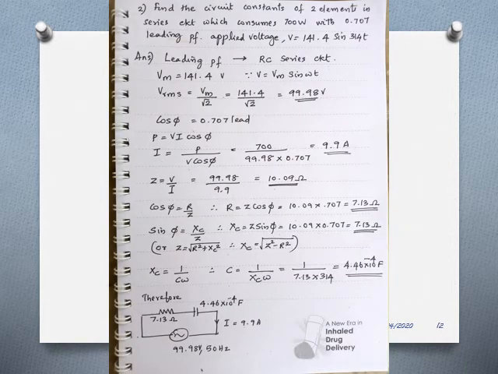Another question. Find the circuit constants of two elements in a series circuit which consumes 700 watts with 0.707 leading power factor and applied voltage V is equal to 141.4 sin 314 t. Now here it is not specified whether the circuit is an RL circuit or an RC circuit, but a hint is given: leading power factor. A leading power factor means it is an RC series circuit.